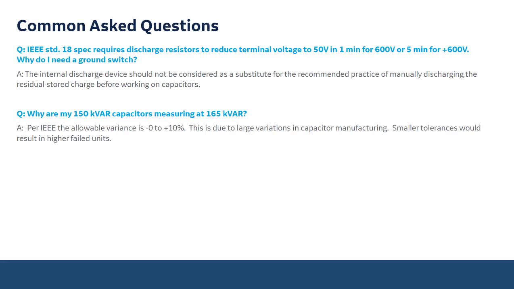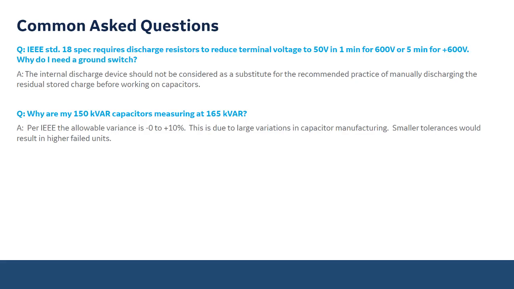And some of the commonly asked questions, and then we will open this up for a Q&A period at the end. A question that I get frequently is about IEEE standard 18. That spec requires discharge resistors to reduce the terminal voltage to 50 volts in 1 minute for 600 volts and below, or 5 minutes for greater than 600 volts.